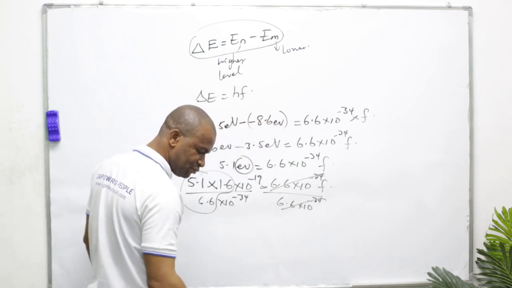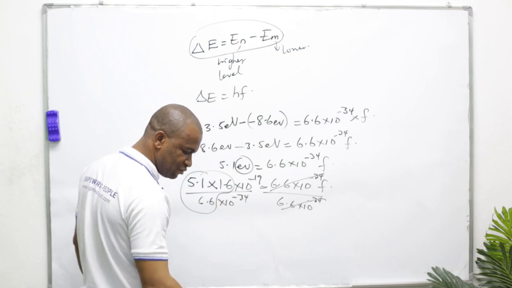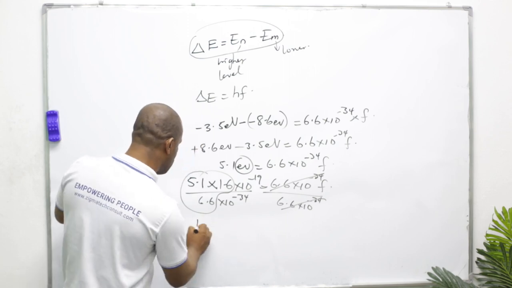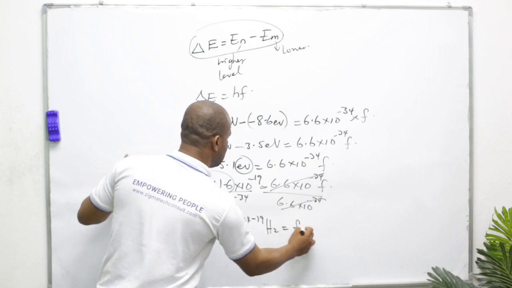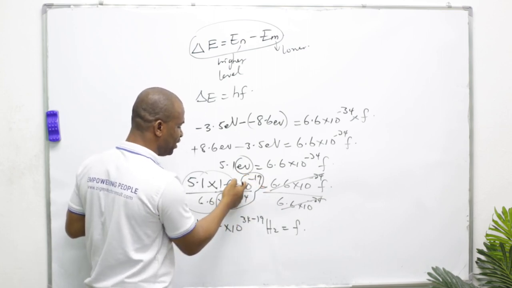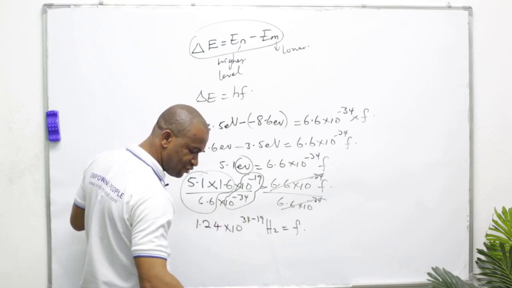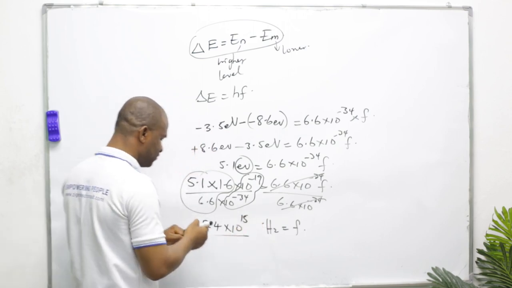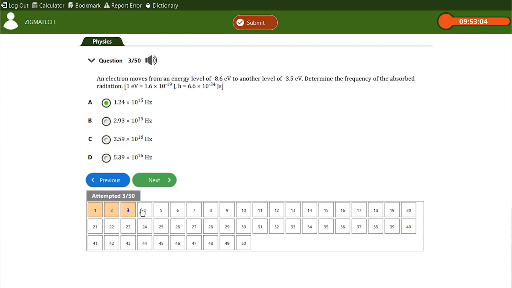So 5.1 times 1.6, we have 8.16 divided by 6.6. I have 1.24 times 10 raised to the power 34 minus 19 hertz is equal to f. Do you know why? Because this is minus 34. And you know, according to the law of indices, when you are dividing the same base, their powers will subtract. So minus 19 minus minus 34 means 34 positive and 19 negative. So 34 minus 19 is going to be 15, and everything is in hertz. Do we have that option? 1.24 times 10 raised to power 15. The option is there in option A. Number four.